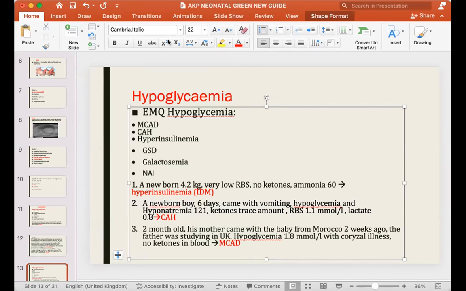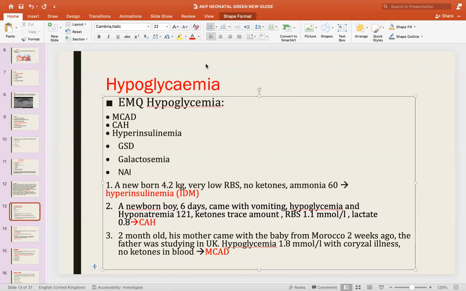There is a problem in the family. What is the problem in the family? The father is studying. They are young parents. The father is studying, that means there is no income. In this kind of family, there is a chance of non-accidental injury. But I will not give this child non-accidental injury. Why? Because there is no ketone. Why in non-accidental injury will there be hypoglycemia? Because of starvation. Very good.